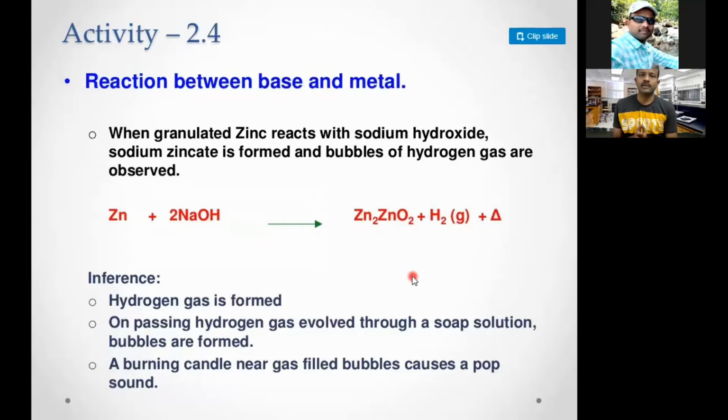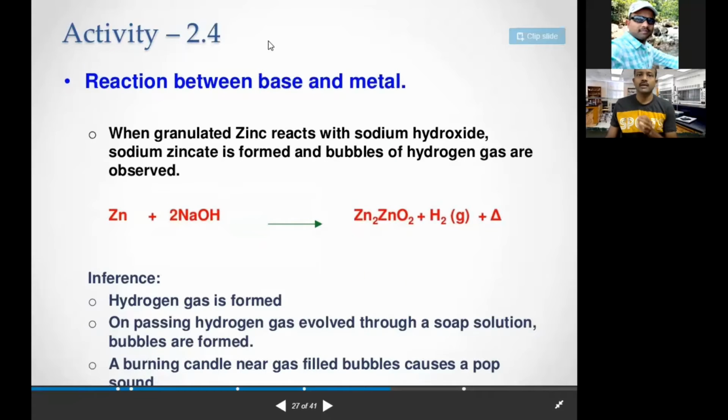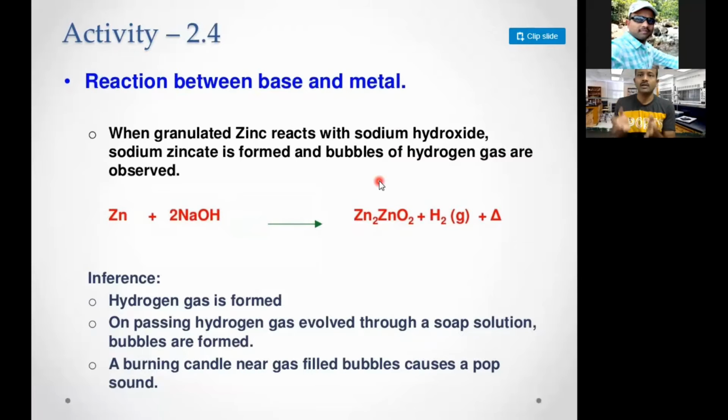The same thing happens here also when you add a reaction. Take activity 2.4 in your textbook, reaction between the base and metal. When granulated zinc is added to sodium hydroxide, what will happen? Some hydrogen gas will evolve. How will you test this hydrogen gas? You pass the hydrogen gas through the soap solution and you will get some hydrogen bubbles. When you take a burning candle nearer to these bubbles, the burning candle gives a pop sound.